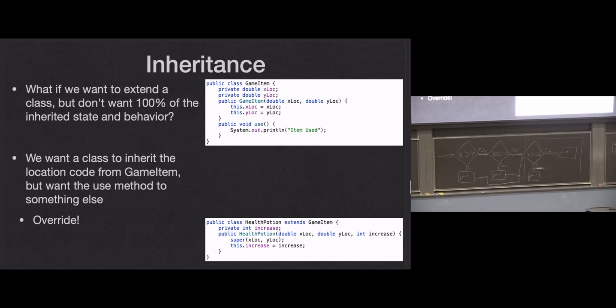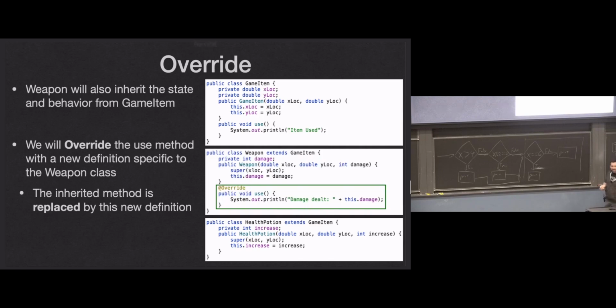So I'm going to say the Health Potion class, I'm fine with the use method just printing item used. I'm not, but for this example, we're going to say that's fine. But for the weapon class, I want the weapon class to actually do something else when item used is called, or use is called. And for that, I'm going to print out damage dealt and then whatever the damage is for this item. I'm going to override the use method.